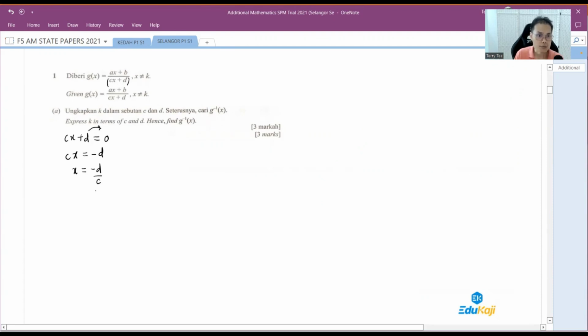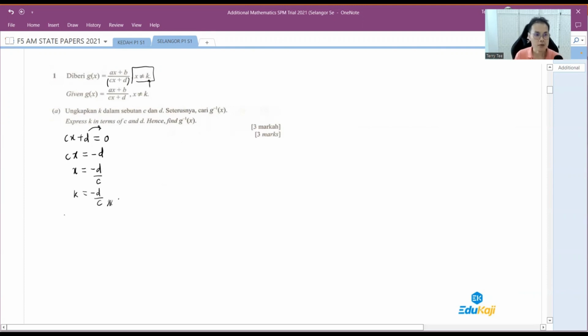Now we let this be 0 and state the x value that cannot occur, because if x equals negative d over c, when I substitute inside, the whole denominator becomes 0, and any number divided by 0 is undefined. For example, 2 divided by 0 is undefined. So normally, after writing the function, we write x cannot be equal to k, and this k value is the same as negative d over c. So we write k is negative d over c. That's how you express k in terms of c and d.